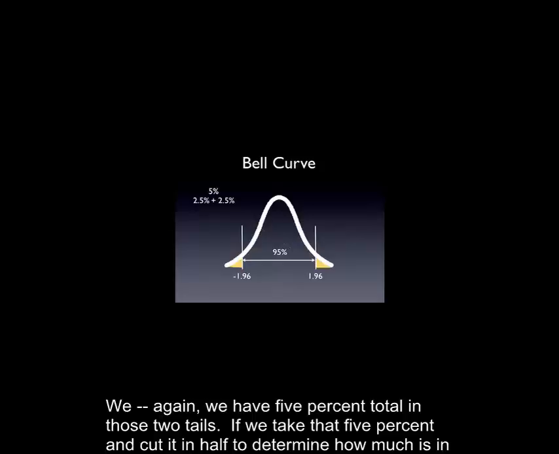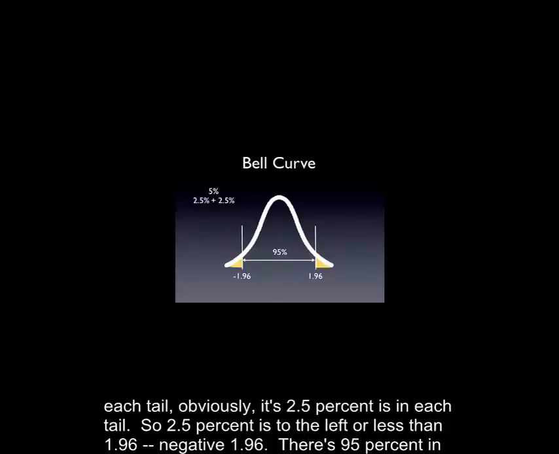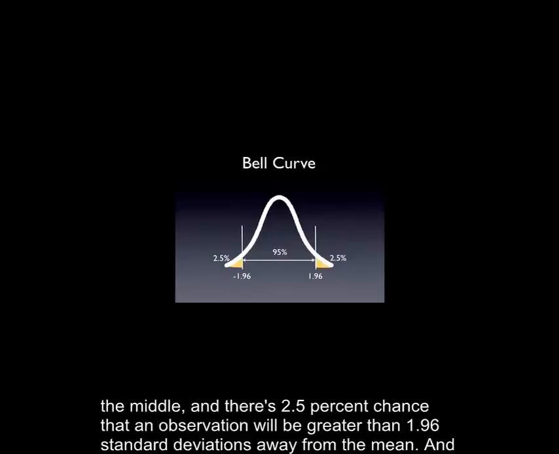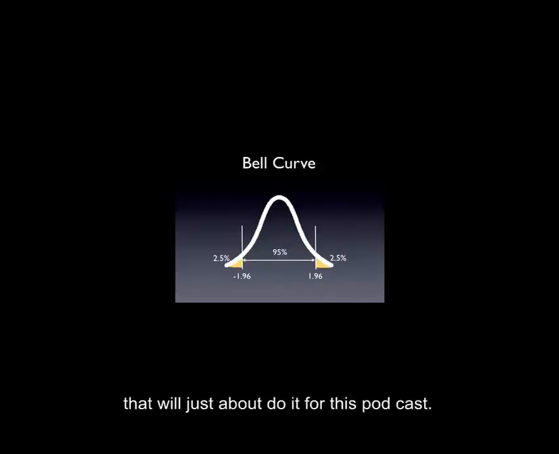If we take that 5% and cut it in half to determine how much is in each tail, obviously 2.5% is in each tail. So 2.5% is to the left, less than negative 1.96. There's 95% in the middle, and there's a 2.5% chance that an observation will be greater than 1.96 standard deviations away from the mean. And that will just about do it for this podcast.